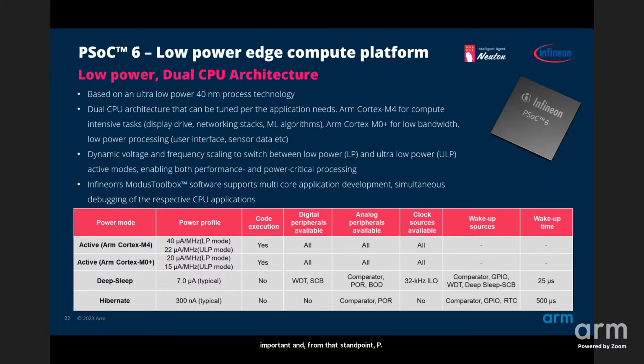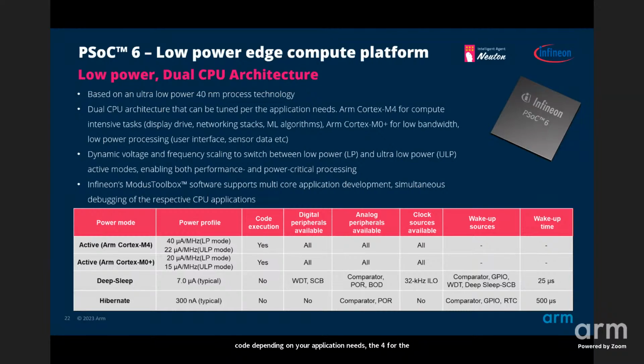So with the dual core architecture, Neuton's models could be deployed either on the M4 or M0 plus, and we have both the cores available on PSoC 6, built on an ultra low power 40 nanometer technology. So you have the flexibility to choose either of the cores depending on your application needs, the M4 for compute intensive tasks or the M0 plus for low bandwidth, low power processing.